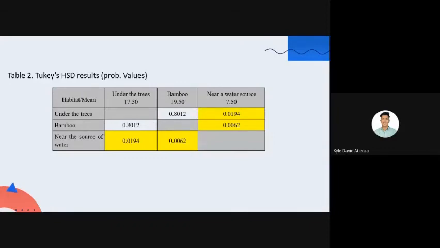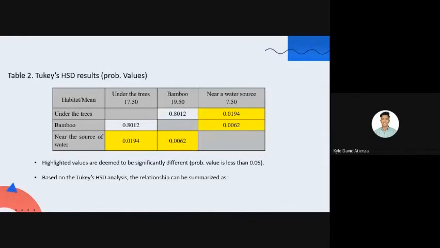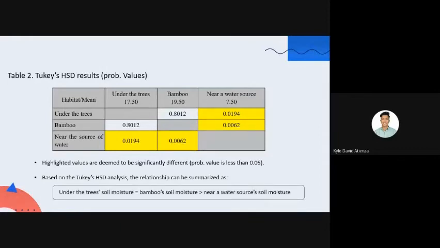For the Tukey's test, highlighted values are deemed to be significantly different when the probability value is less than 0.05. Based on Tukey's HSD analysis, the relationship can be summarized as: under the trees, soil moisture is equal to bamboo soil moisture, which is greater than the near a water source soil moisture.